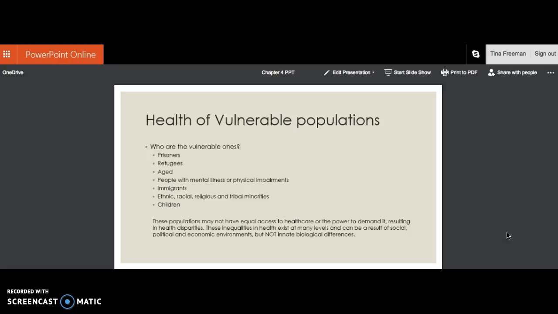Health of vulnerable populations. We talked a little bit about vulnerable populations last week when we were speaking about research. Some of those that are considered vulnerable populations, not only from a socioeconomic standpoint, but also for research or other health issues, are prisoners, refugees, older adults, people with mental illness or physical impairments, immigrants, ethnic, racial, religious, and tribal minorities, and of course, children.